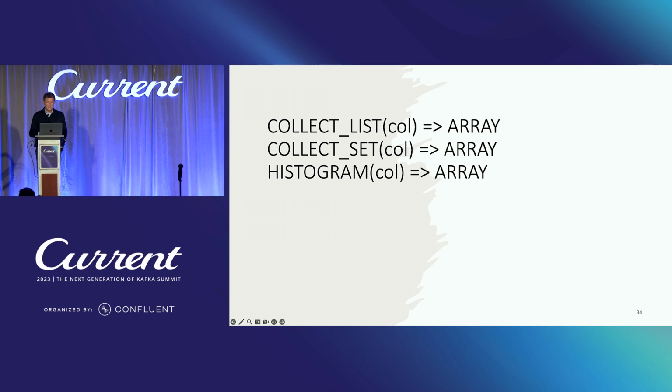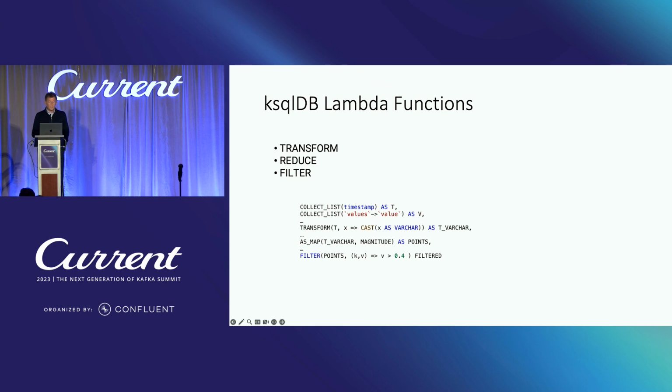Those are aggregate analytic functions: collect list, collect set, histogram. The other very important and powerful thing in KSQLDB and Kafka Streams is the KSQLDB lambda function. Once we have this collected list, it's nice to use lambda functions like transform, reduce, and filter, so we can manipulate our x and y values.